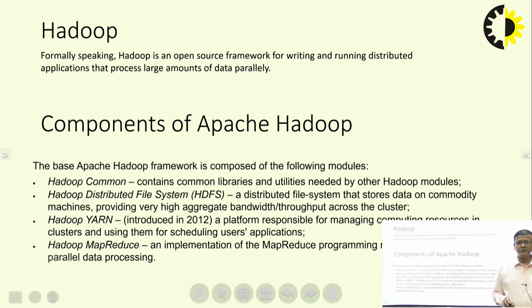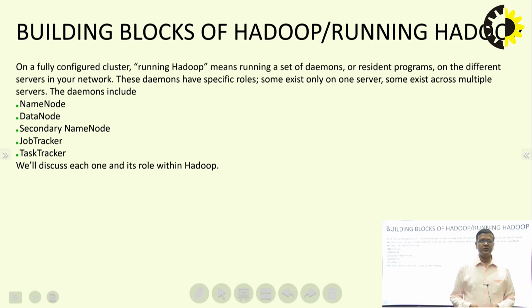And then we have got Hadoop Yarn, which is a platform responsible for managing computing resources and clusters and using them for scheduling users' applications. And the last, 4th component is your Hadoop MapReduce, which is an implementation of the MapReduce programming model, which is a parallel programming model for developing MapReduce jobs.